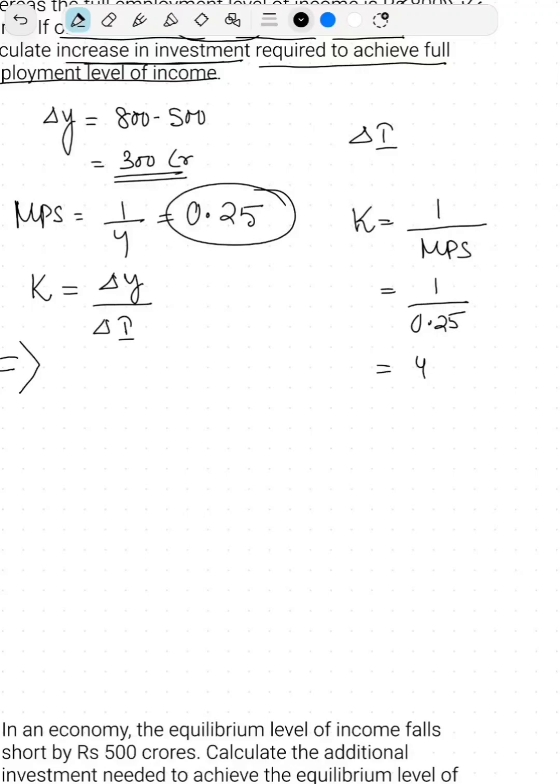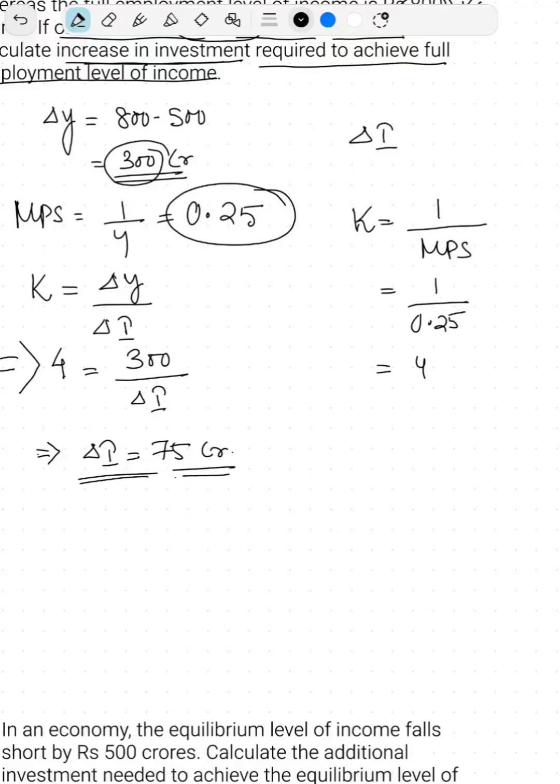So putting the value of multiplier here, and we know the change in Y, it is 300 crore. So 4 is equal to 300 divided by change in I. So simply we will do the cross multiplication. Change in I is equal to 75 crore. So I hope you have understood. Change in investment is 75 crore.